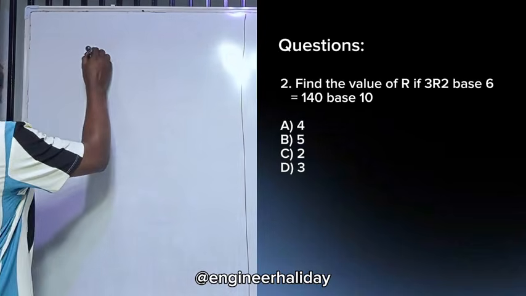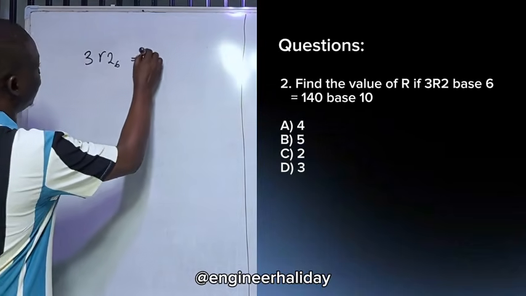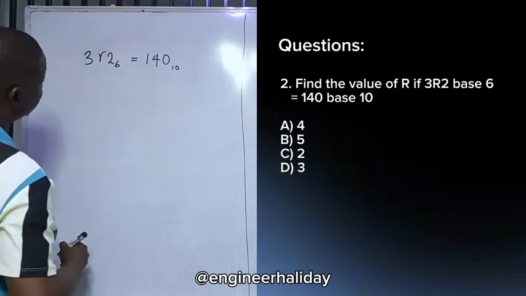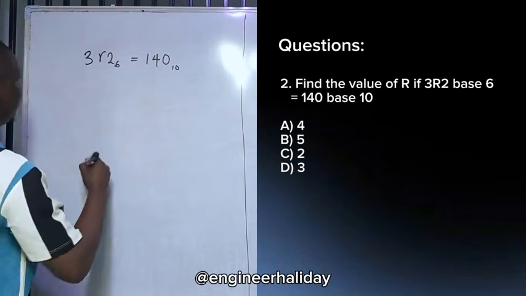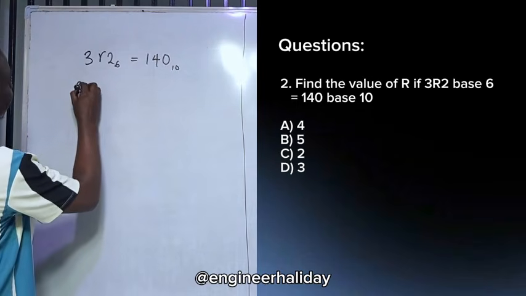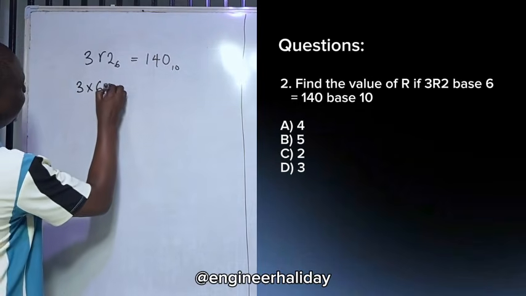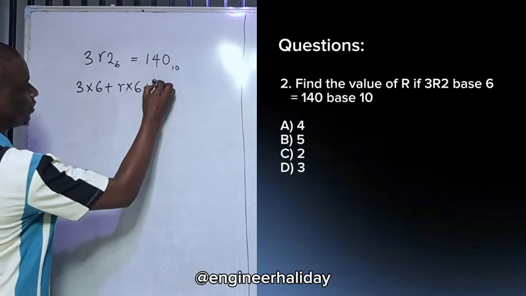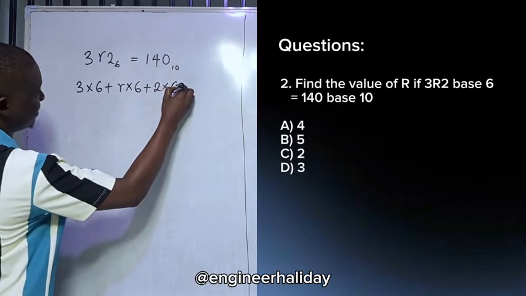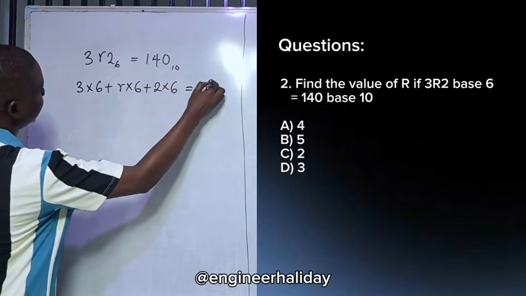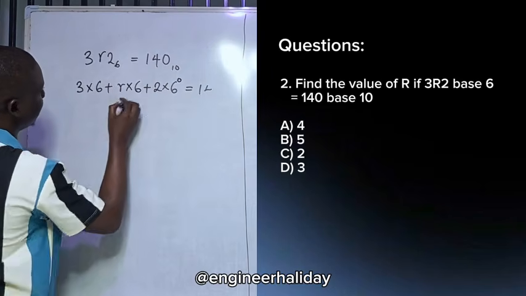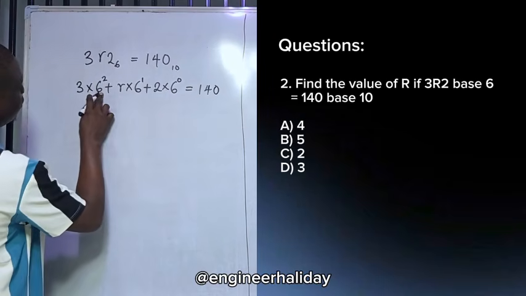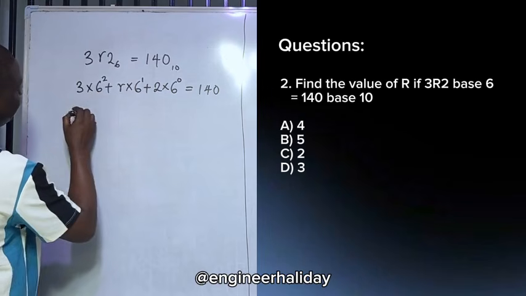Now, 3r2 in base 6 is equal to 140 in base 10. So we should find r. What I want to do is to convert the left hand side to base 10 by multiplying each number in the left hand side by base 6, with powers 0, 1, 2. So this is 140. What do we have now? This one will give us 36.